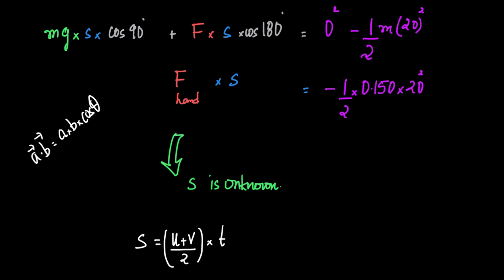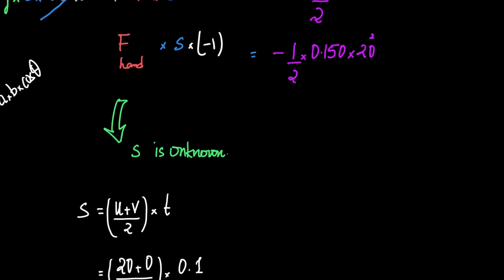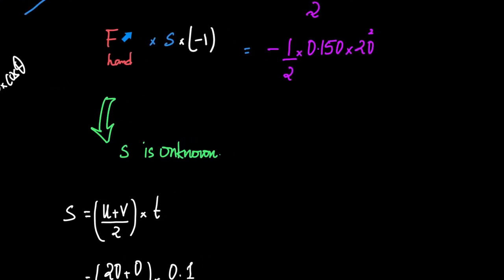Now, cos 90 is 0, therefore this term vanishes, right? Cos 90 is 0. Now the only term is f into s. Cos 180 is minus 1. My bad. Cos 180 is minus 1 here, equal to minus half into 0.150 into 20 square. Now, we have to find out the magnitude of force, which is F hand. And the RHS is clear with numbers, but we don't know S here.